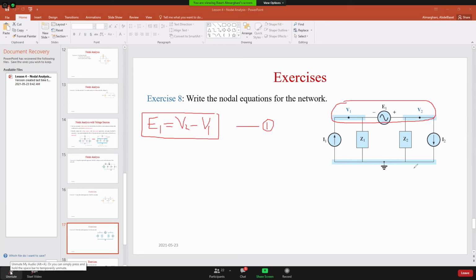Now, how many branches are connected to that node? 4. 2 currents I know, and 2 I don't know. So the ones I don't know, I'm gonna assume they're leaving. 4 branches, 4 currents. So the coming currents equal the leaving currents. This is the super node here. I'm gonna use the super node.